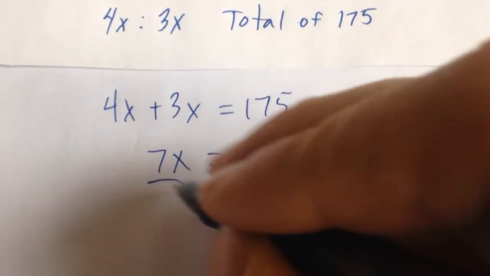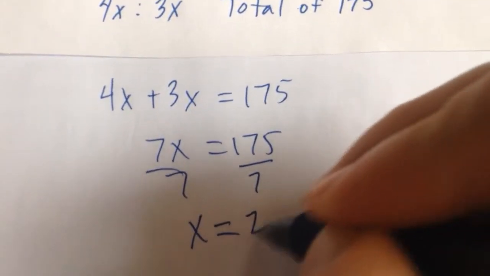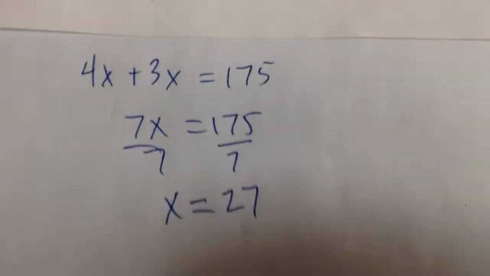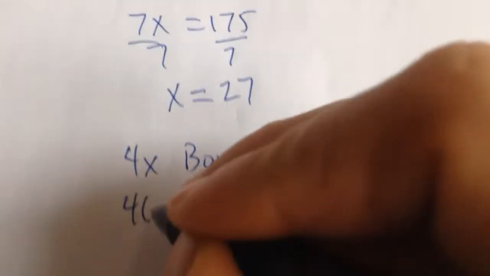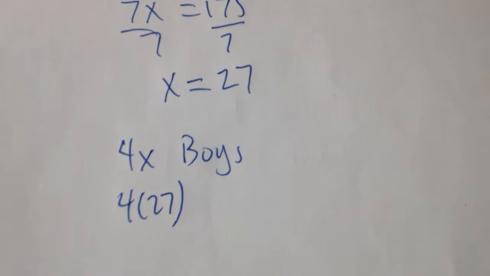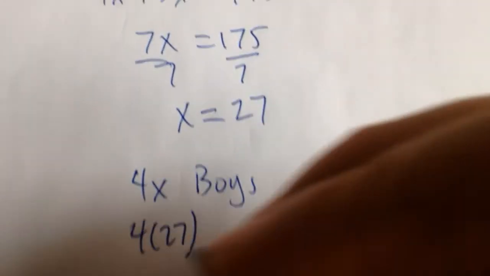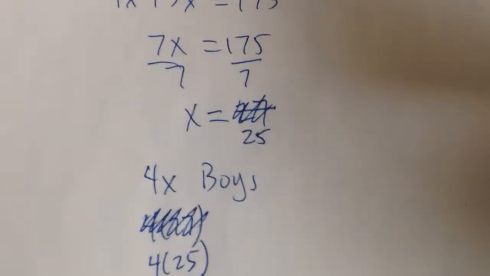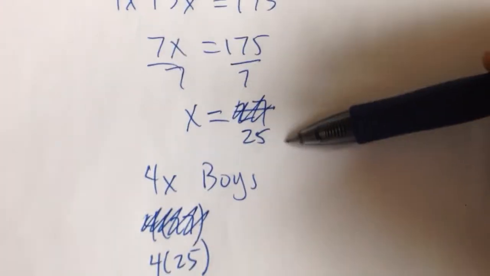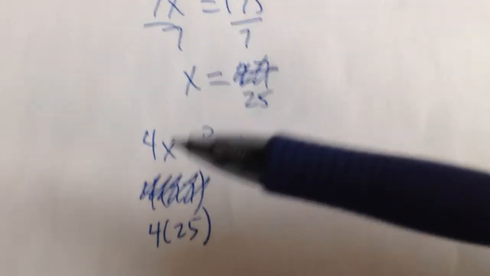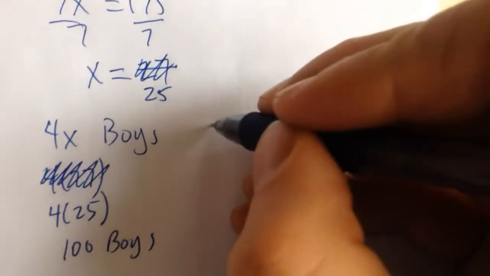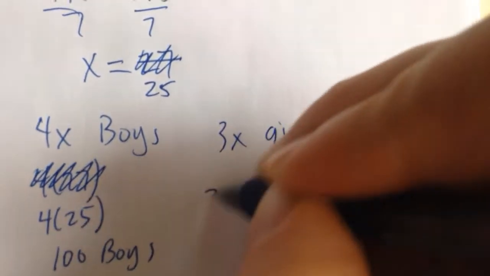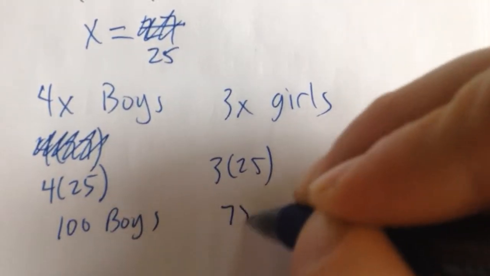Simplifying the left side and solving, my scale factor is 27. So if 4x was the number of boys, what I do is 4 times 27. My apologies, 175 divided by 7 is 25. So if 4x is the number of boys, I do 4 times 25, and I get 100 boys. Okay, 3x was the girls, so I do 3 times 25, I get 75 girls.